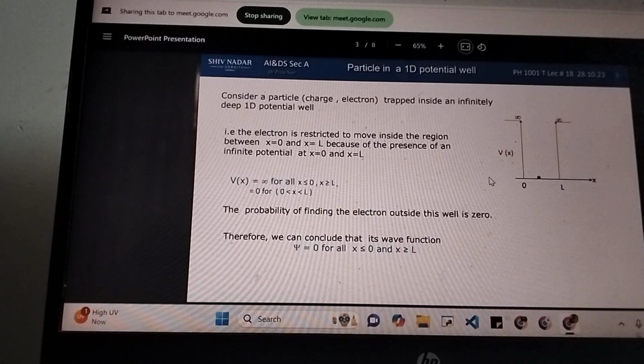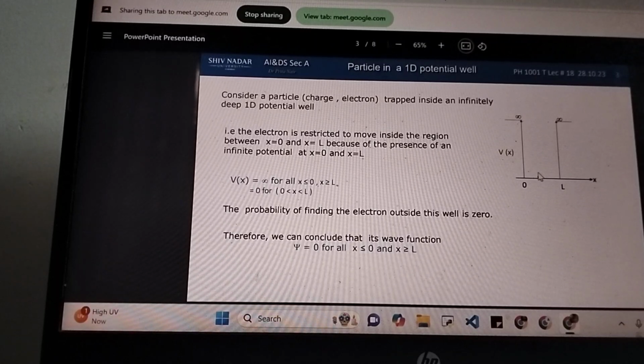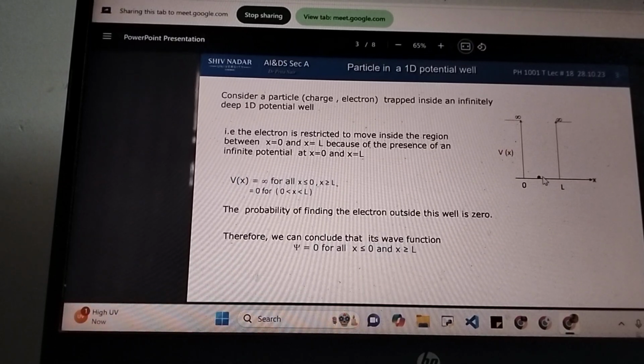By particle, I mean a charge, an electron, basically any body that carries a charge. So I know that my particle is going to exist somewhere between 0 and L. This is what we know so far.